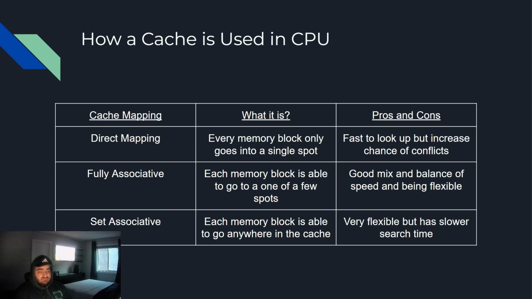Next is fully associative mapping, where any memory block can go anywhere in the cache. That gives it the most flexibility and reduces conflicts, but it is slower to search since the CPU may have to check every cache line. In the middle, we have set associative mapping. This is the most common in real-life CPUs. Each memory block can go into one of a few spots in the set. This offers a good balance between speed and flexibility: fewer conflicts than direct mapping, but faster lookup than the fully associative one.